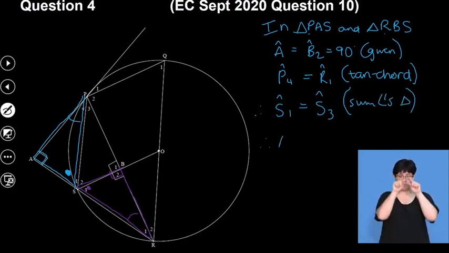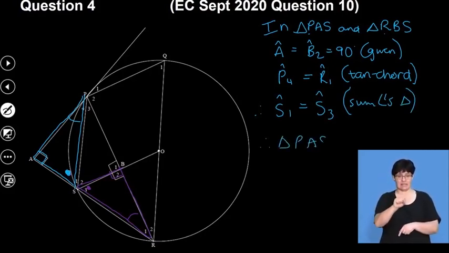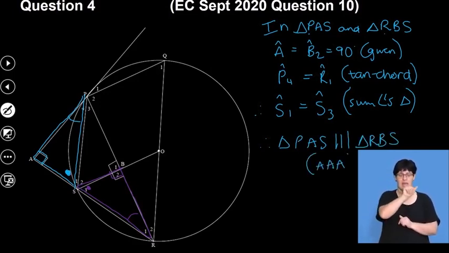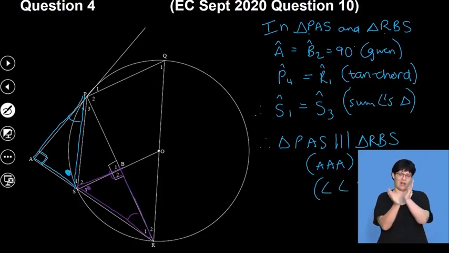Therefore, triangle PAS is similar to triangle RBS, and the reason is that they're equiangular. So you can say AAA. Some people like to write the angles out like that, and either is absolutely fine.